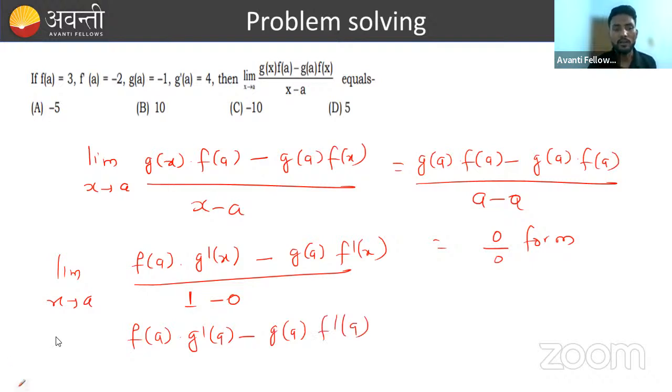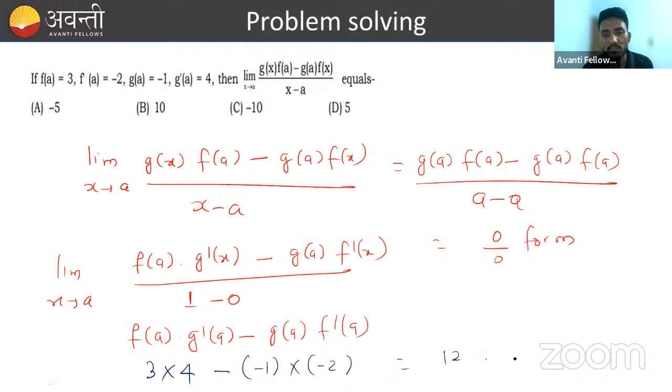Now already all values are given to you. What is f of a? If you observe, it is 3. What is g dash a? It is already 4. Minus what is g of a? It is minus 1, and what is f dash a? It is given that it is minus 2. So it is 12 minus 2, so that is equal to 10. So this is your answer. Simple L-Hospital rule you have used, and you can find the value.